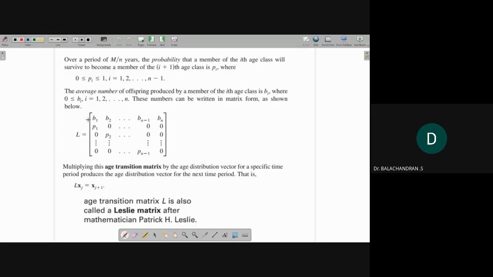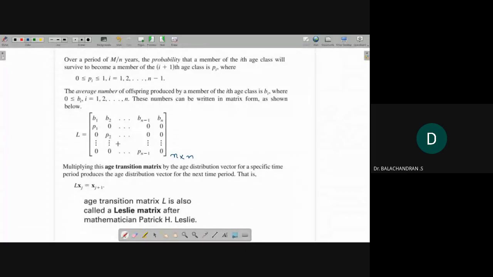L equals, the first row is the offspring produced by each of the age classes. So okay, B1 means what? The average number of offspring produced by a member of the first age class is B1. So B1, B2, in the first row you should write the offspring. In the second row, the first element, you should write P1, because you have P1 to Pn minus 1. So this is the n by n matrix.